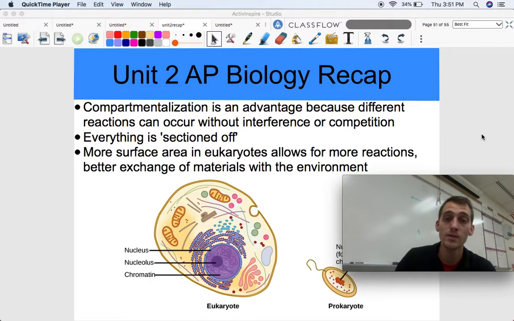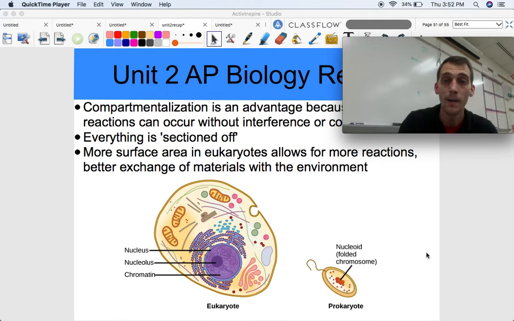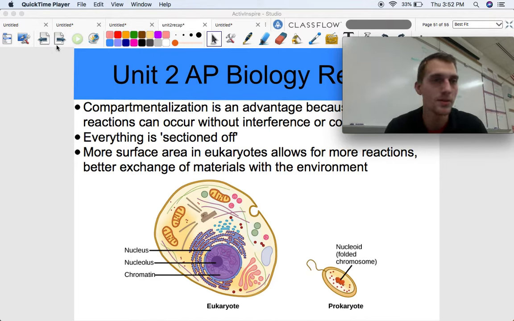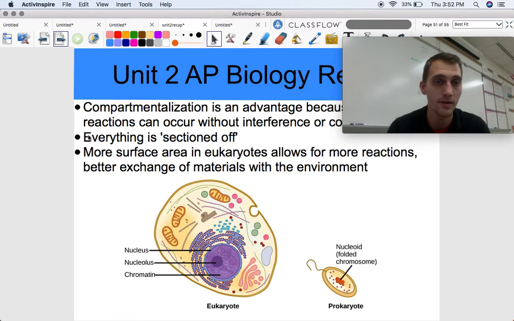Surface area in eukaryotes allows for more reactions and better exchange of materials with the environment, whether that's intracellular or extracellular. Intracellular means within the cell, and extracellular means between the inside and the outside of the cell. More surface area is better. We talked about that in 2.3. So those are the two reasons why membranes in eukaryotes are a really good idea: everything's sectioned out, and you get more surface area for reactions.